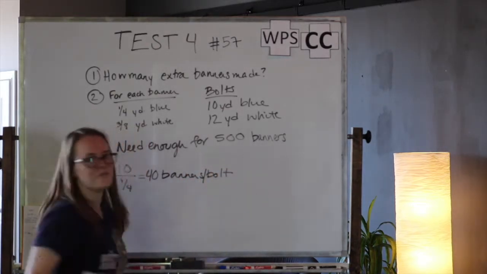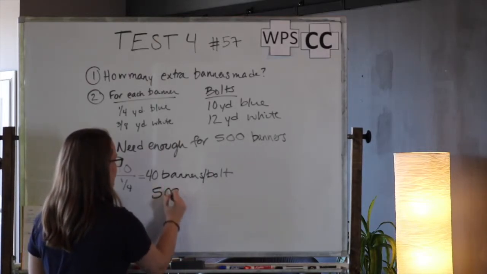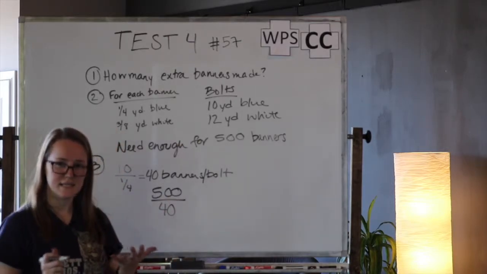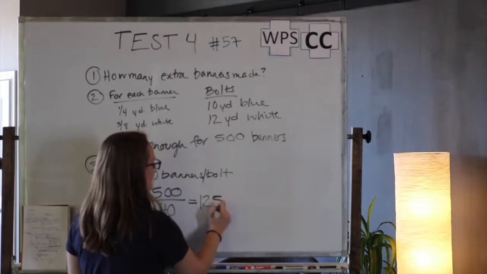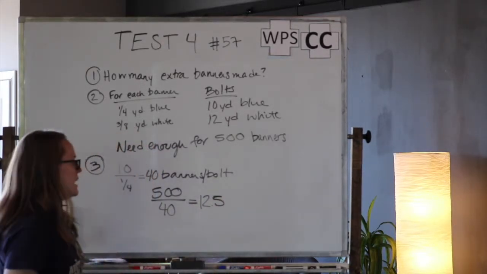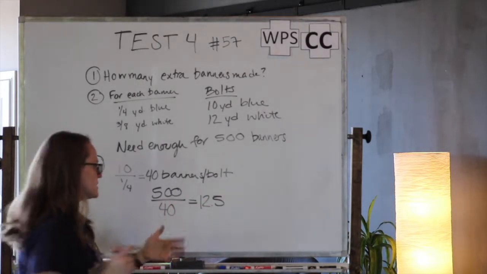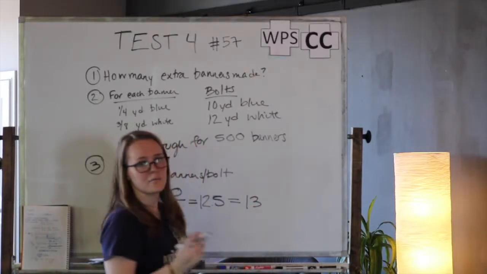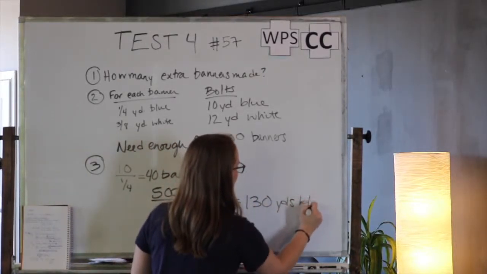And since we need 500 banners, we can do 500 divided by 40 to see how many bolts they would need for precisely 500. That works out to be 12.5 10-yard bolts of fabric. But since they're going to round up to the nearest 10-yard bolt, that means they're going to buy 13 10-yard bolts, or 130 yards of blue fabric.